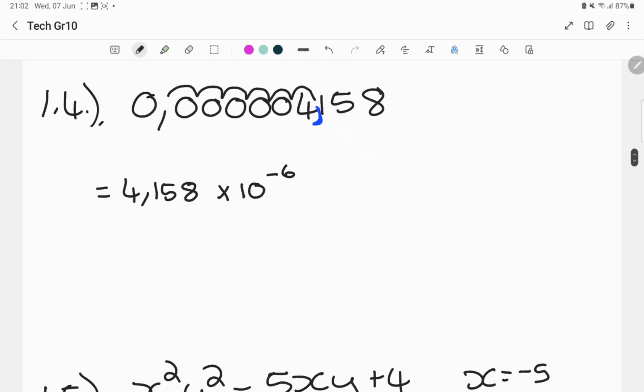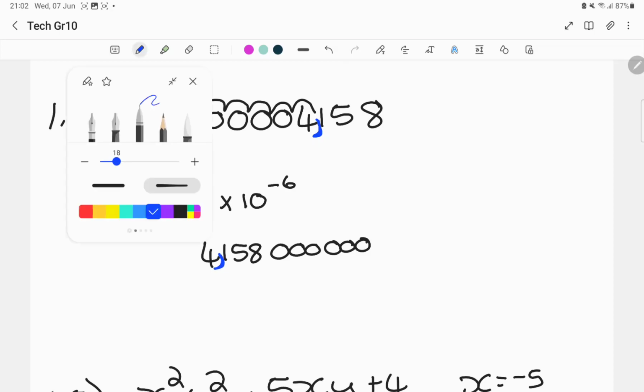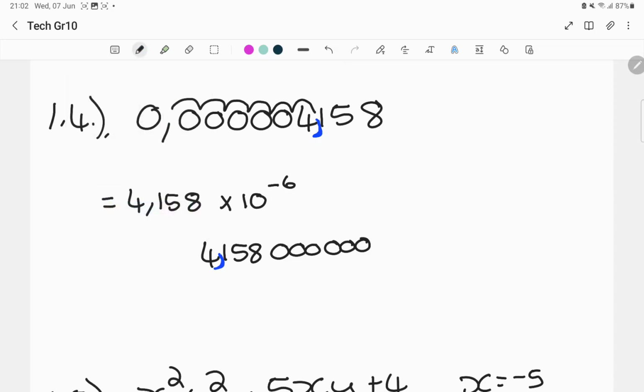Just a side note, if this was switched around, so let's say it was 4, 1, 5, 8, 1, 2, 3, 4, 5, 6, and I had to write this in scientific notation, the same concept would apply. I have to put the comma there, because there's one thing in front of my comma and the rest is behind it, so it would be 4,158. However, now I have to see how many things are behind my comma. So there is 1, 2, 3, 4, 5, 6, 7, 8, 9. So it will be to the power of 9.